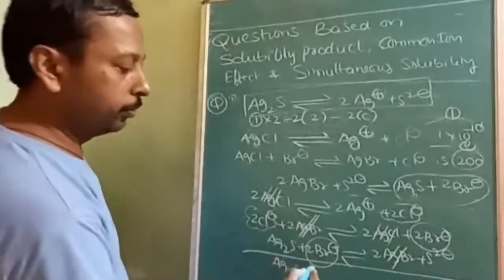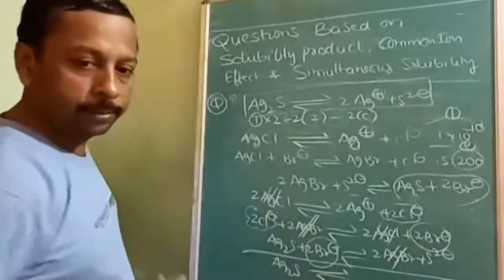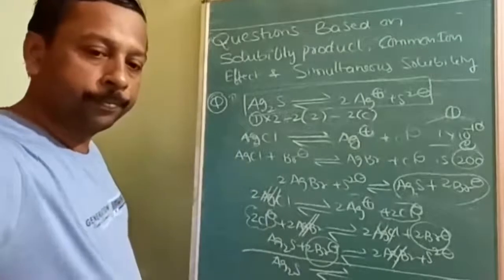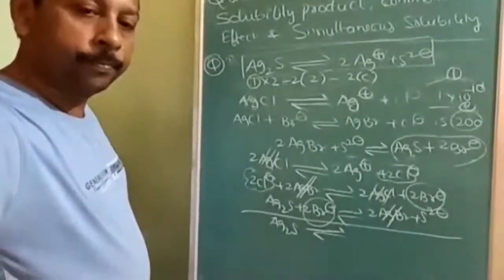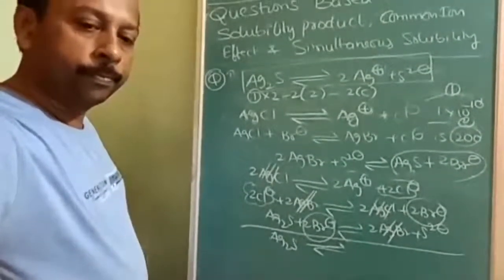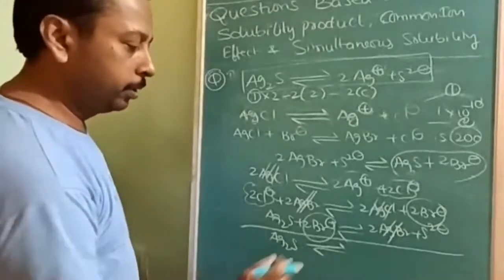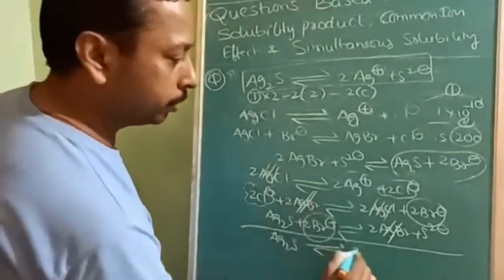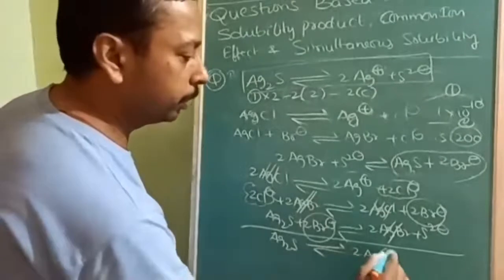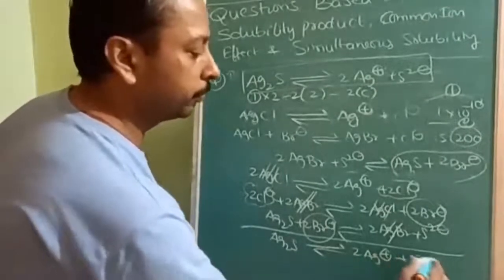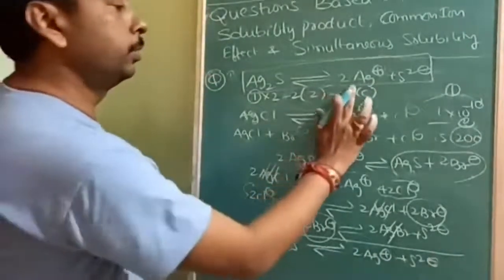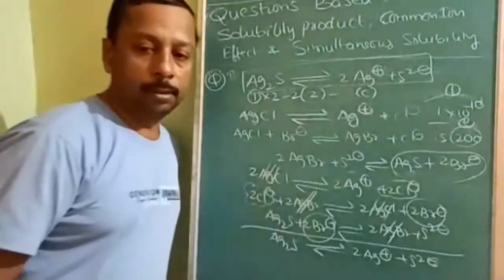On the left side, only Ag2S is left over. On the right side, 2 Ag plus and S2 minus are left over. Is it understood? So this is option C, I think.